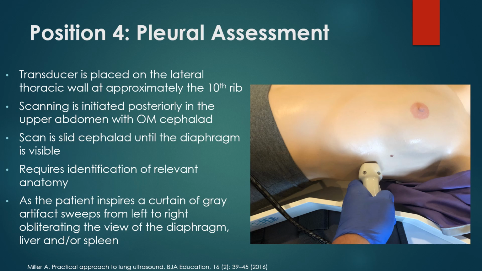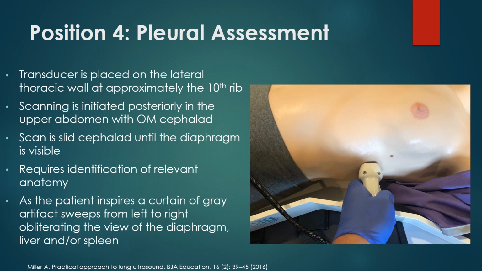So pleural assessment, you're putting the transducer on the lateral thoracic wall at about the 10th rib or so on the left side, 10th or 11th on the right. I like the phased array. Some of my colleagues who do a lot of pulmonology and ER stuff like the curve and linear, but again, I'm using one probe and I'm getting it done in a hurry. I don't have a lot of time to do a 20-minute scan on somebody.